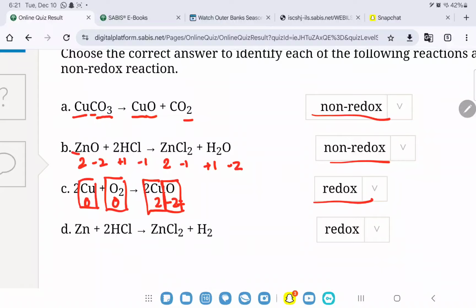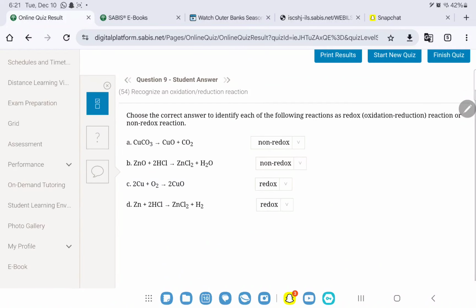Now here we don't even have oxygen, so we have to use oxidation numbers. Zn here is 0 because it's an element. H is positive 1, Cl is negative 1. Here Zn is the only unknown species. Cl2 is negative 2, so X minus 2 equals 0, making X equal to 2. So we don't even need to continue. Zn's oxidation number changed, making it a redox reaction. Now, let's move on.